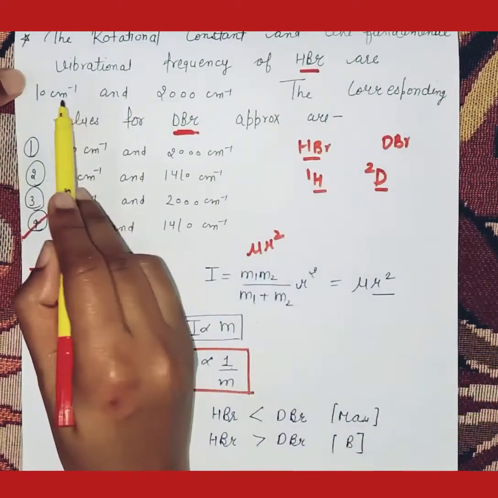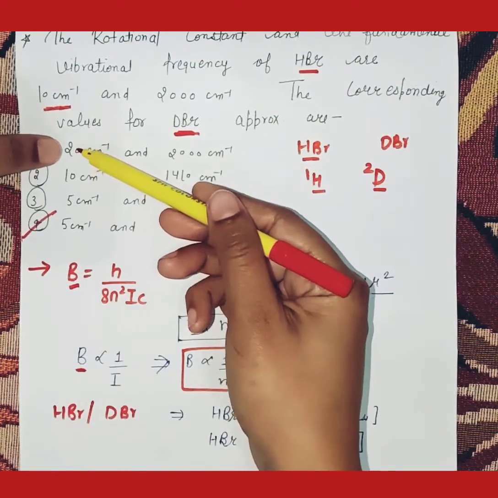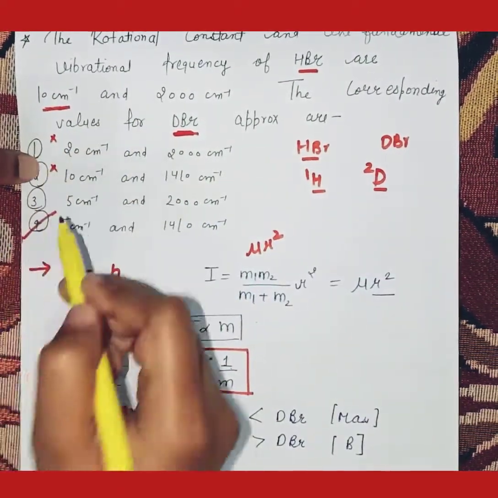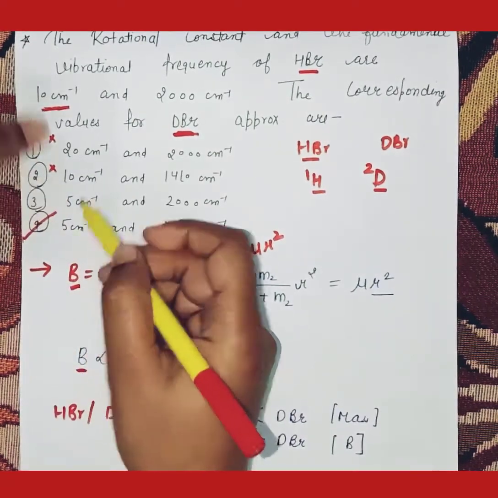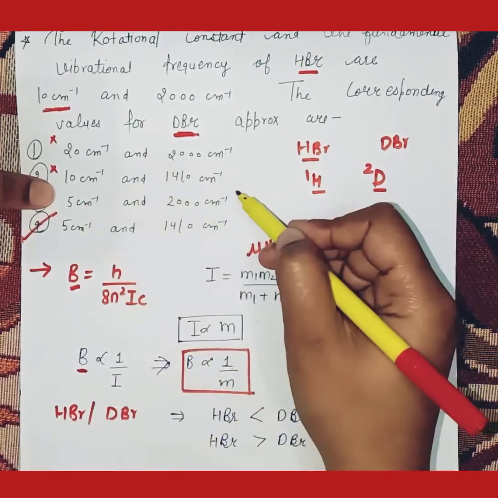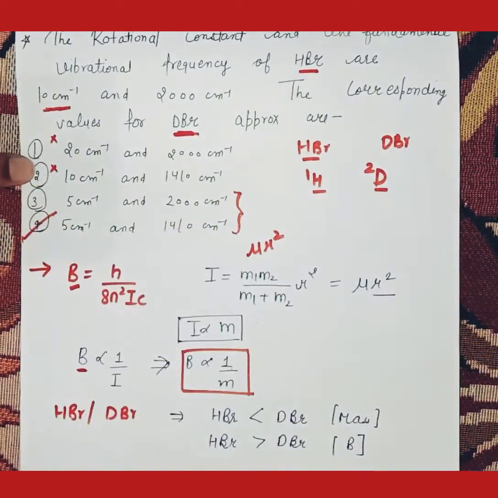Here the rotational constant is 10, and one option says 20, so it is not right, and 10 unchanged is not right either. There are two options in which the rotational constant value decreases, so our answer will be either the third or the fourth.